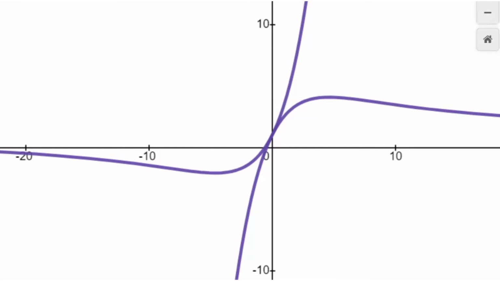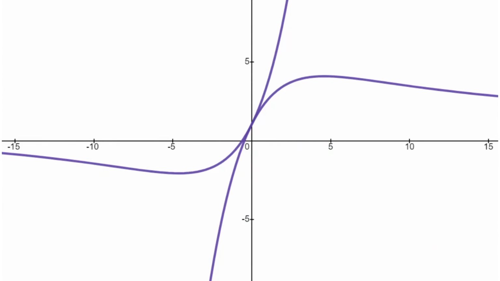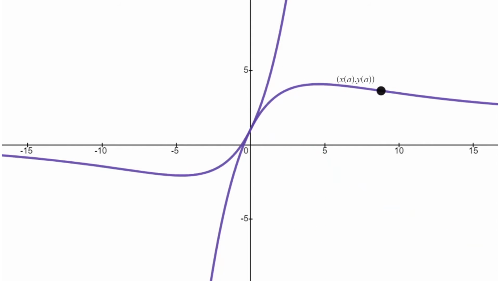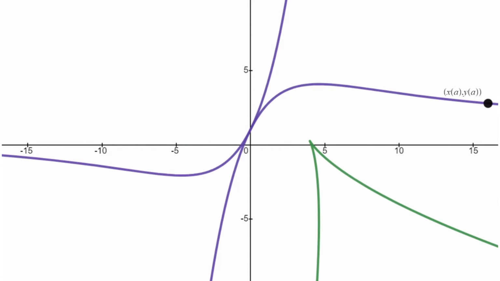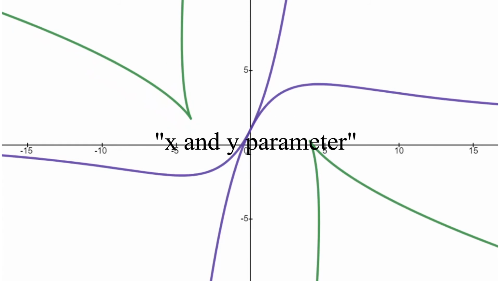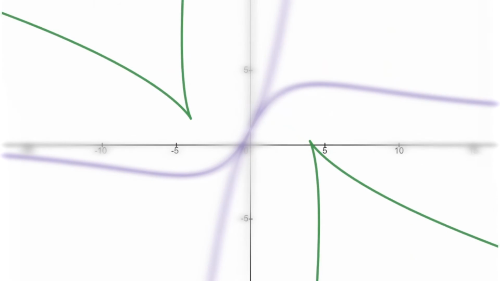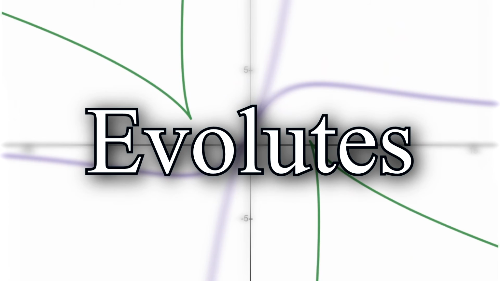But this point's trajectory might be a bit clearer if I draw a normal line attached to this point. But it's still weird where this moving normal line intersects for values of a, because the intersection points have varying distances from the parameter. But what if we just trace the trajectory of this movement? What would it look like? Well, commonly we will see these things that may look like my visually artistic interpretation of a bird, a cuspy V-shape. I usually call them cone graph or maybe x and y parameter or some sort, but these terms have a more direct formal term. These cone graphs here are better called the evolutes.